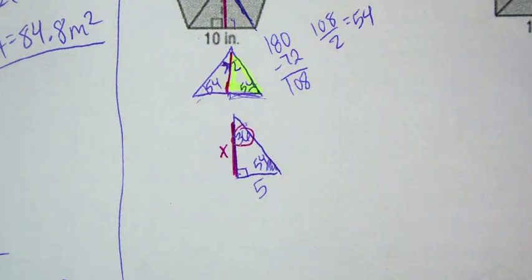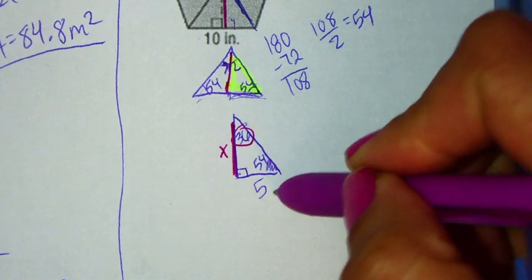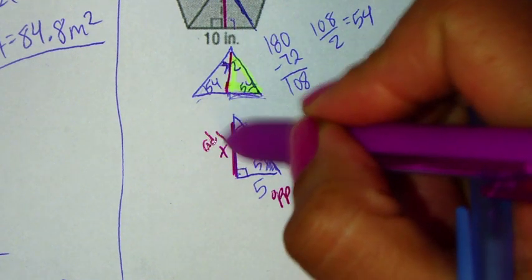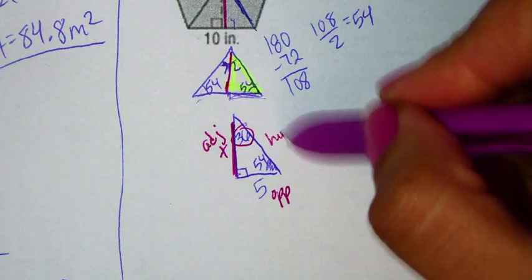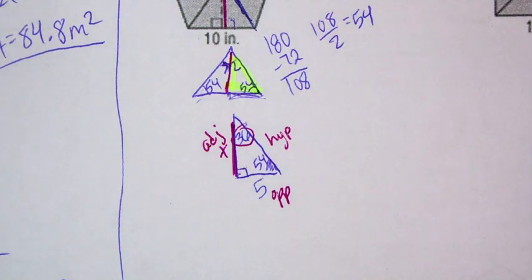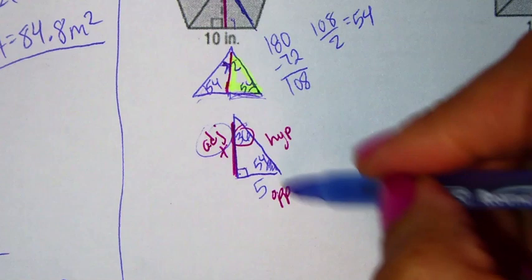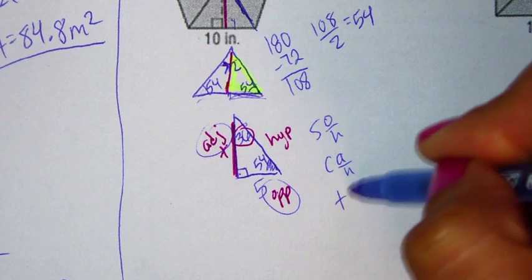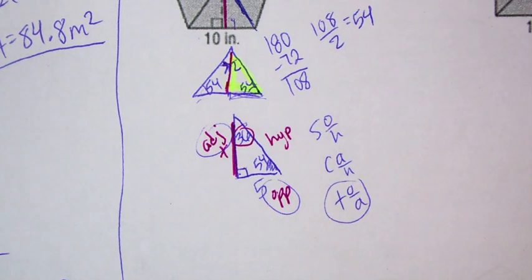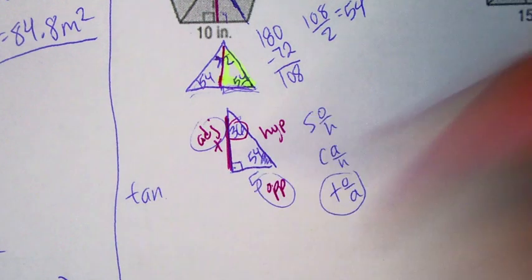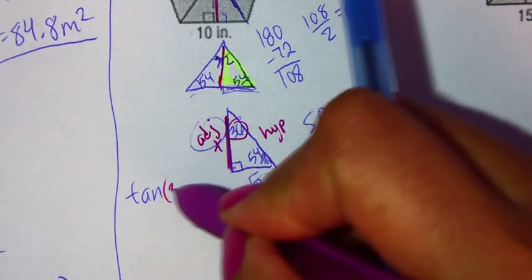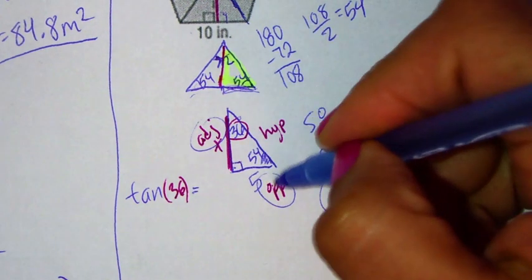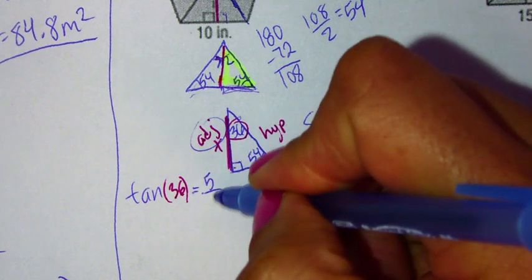We need to identify how that 5 is related to the 36, so it's opposite. And then this X is related to that 36 by being adjacent. Remember, the hypotenuse is always across the 90 degrees. So we only are using adjacent and opposite here, which, if we recall from SOHCAHTOA, will be this one, tangent. So we're going to write tangent of angle 36 equals opposite over adjacent. So opposite is 5, adjacent is X.